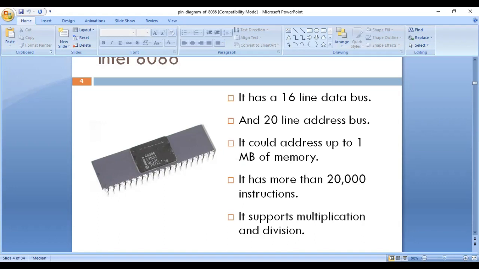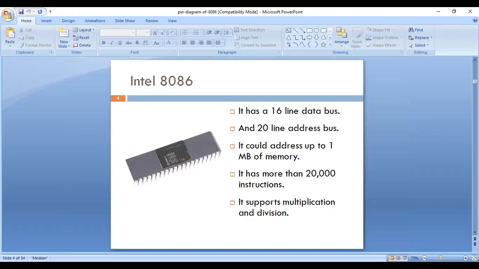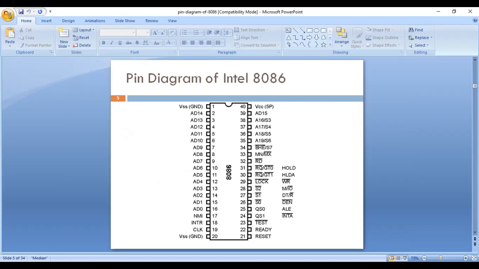The 8086 has 16 lines of data bus and 20 lines of address bus, with a memory capacity of 1 megabyte. It has more than 20,000 instructions, and it also supports multiplication and division. So this is the pin diagram of the 8086 microprocessor.